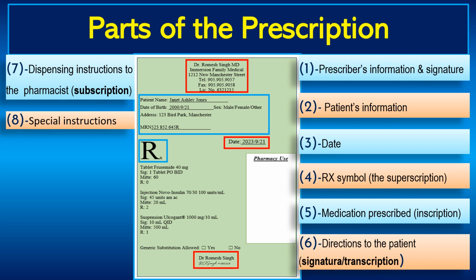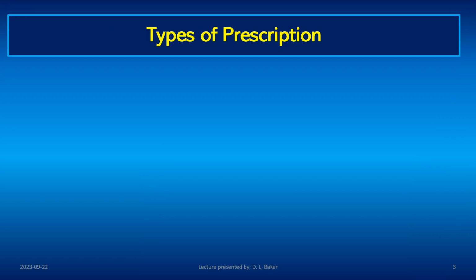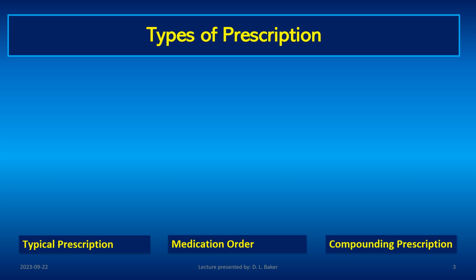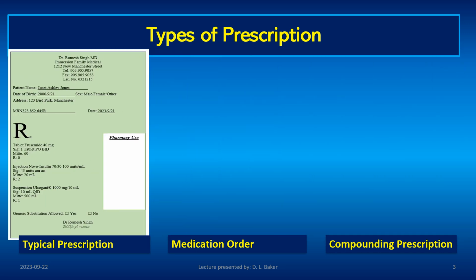Alright, so those are the various components that you will have on a prescription. Now, let us look at what the different types of prescriptions are. So there are mainly three types. You have your typical prescription, there is a medication order, and a compounding prescription. Now, what do these entail?